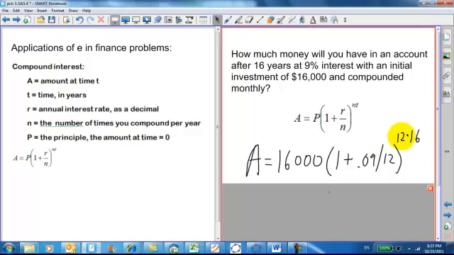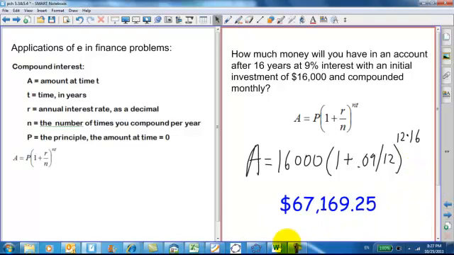Here's the substitutions into the formula. 16,000 for the principal, 0.09 for interest rate. 12 shows up twice in the formula to both make the interest rate smaller because you're doing it more often during the year, but then the number of times you're multiplying that is increased. And that ends up with 67,000.